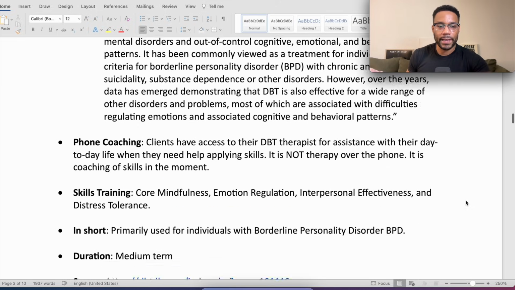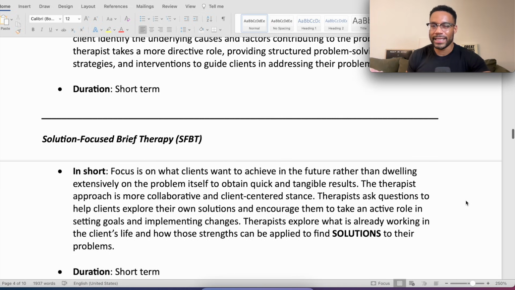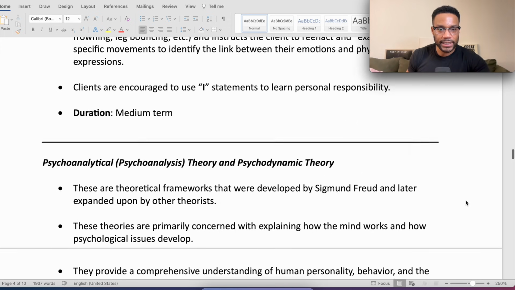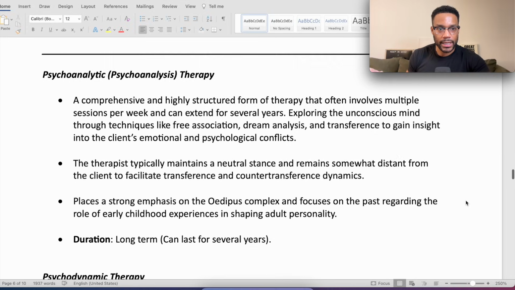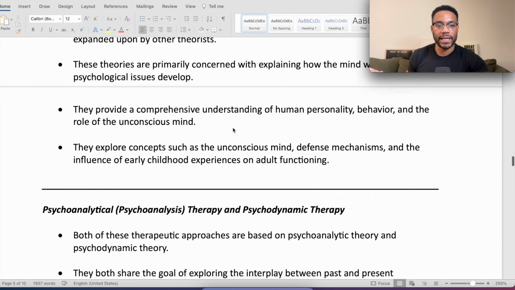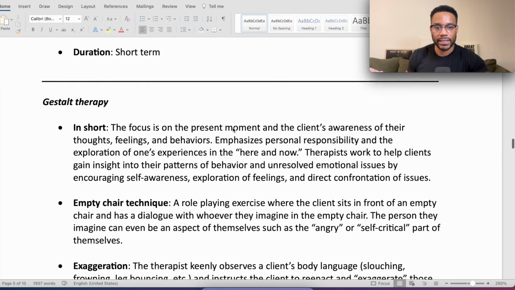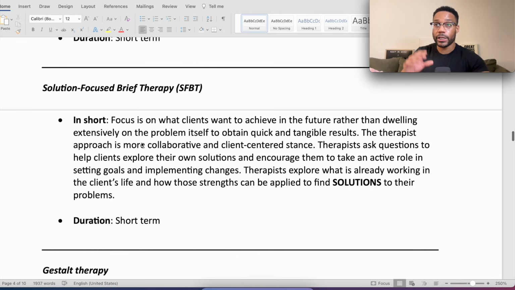If they're talking about short term, as mentioned in the question, it is not long term, so we don't want to pick something regarding long-term therapy, which would be something like psychoanalytic or psychoanalysis therapy. Or if they're mentioning something very specific for that modality, like the empty chair technique, or they're talking about Gestalt therapy. So again, Jeopardy. What is the host describing? Matching the peanut butter with the jelly.